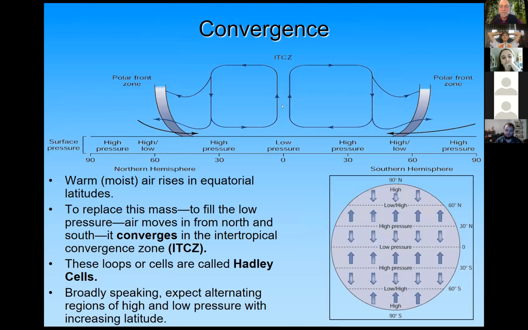And this process produces convection cells, and we've identified a number of important convection cells. The Hadley cells are those that are on either side of the equator, where there's a convergence zone, the intertropical convergence zone, near the equator, not the geographic equator, but the temperature, the seasonal equator. Okay? And so broadly speaking, we can expect alternate regions of high and low pressure with increasing latitude. So Hadley cells nearest the equator, Ferrel cells in the temperate regions, and then polar cells in the Arctic and Antarctic areas.